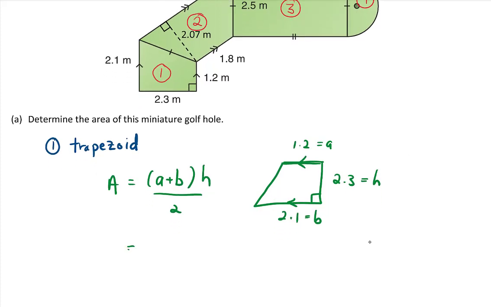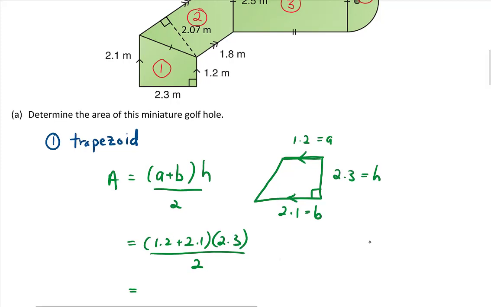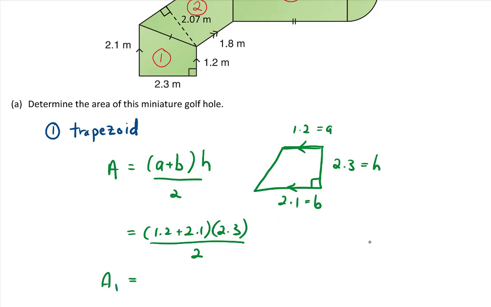So let's sub in our numbers. We have 1.2 plus 2.1 times 2.3 all over 2. So let's type this into our calculator. And if we type this in, we get that the area of 1, I'll put a little subscript here, is equal to 3.795 meters squared. Since we're dealing with 2 dimensions, we have to have square units. Alright, so there's trapezoid 1.